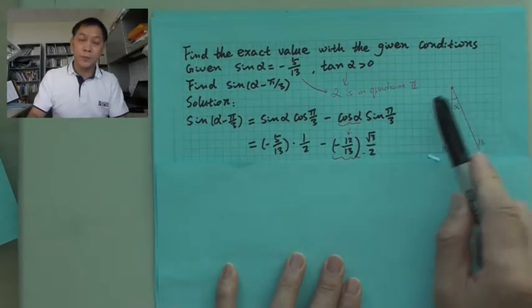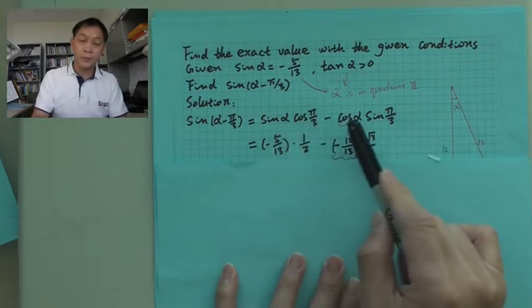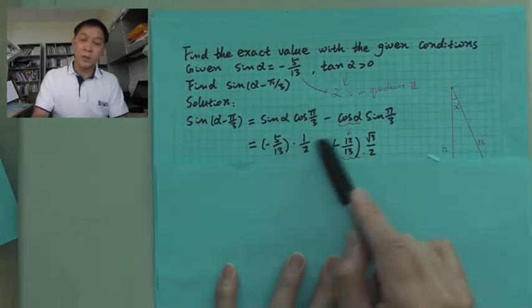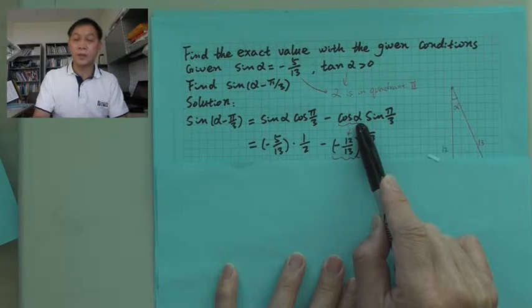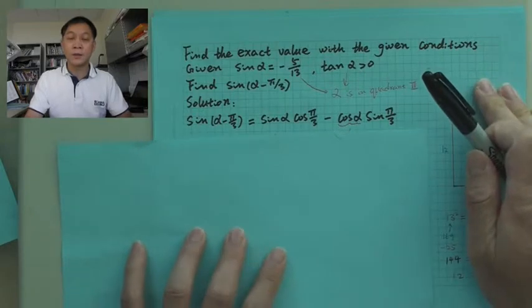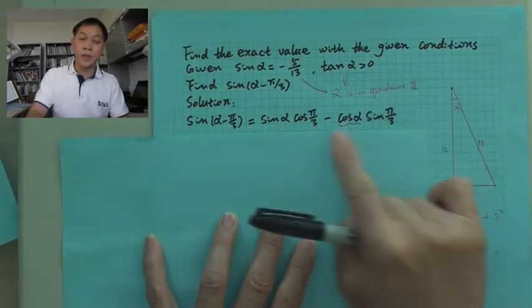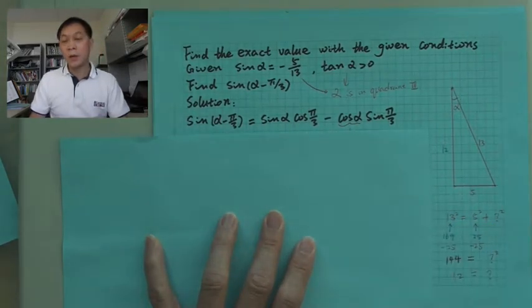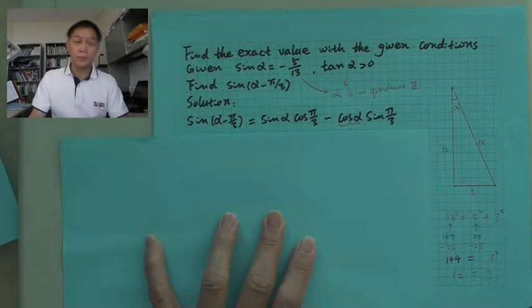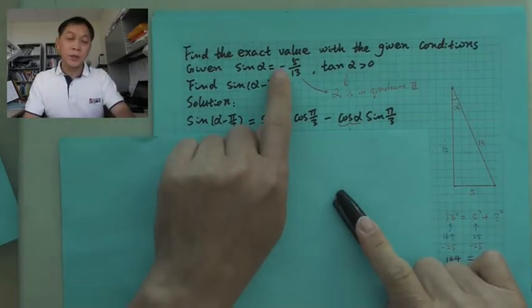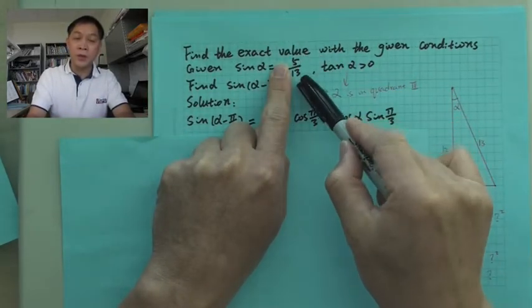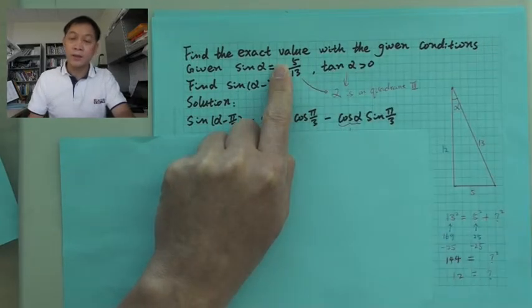Okay, now we need to figure out those two. Sine theta is given, negative 5 over 13. So we got to figure out cosine. If we have this value, then we are done. So the key issue for this example is that we want cosine alpha. Now, here is the way to figure out. First, you don't need to look at the sign. You are given sine alpha is 5 over 13. You don't need to look at this negative sign.